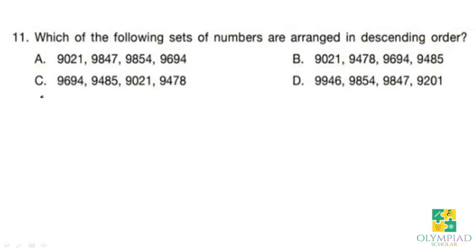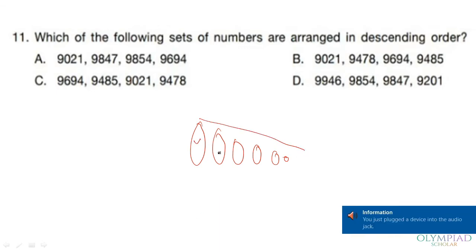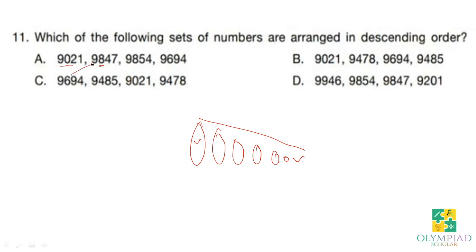Which of the following sets of numbers are arranged in descending order? Descending order means you have numbers from biggest to smallest. The first number has to be the greatest one, and the last number in the sequence has to be the lowest one. You can check it on your own. So this is 9021, 9800. It is increasing, so it cannot be the answer. Let us check option B. This is 9021, 94. Again it is increasing.